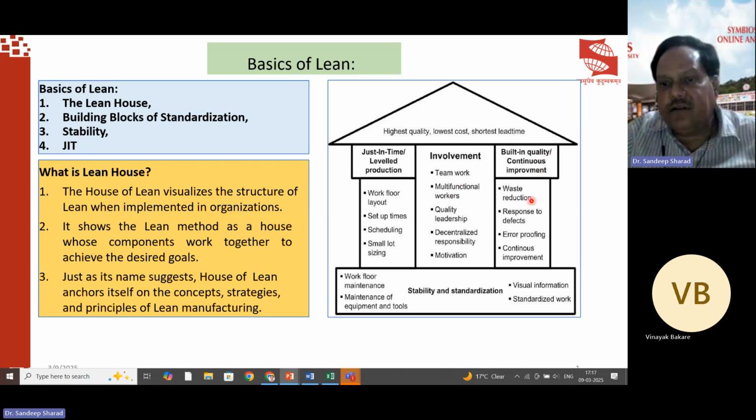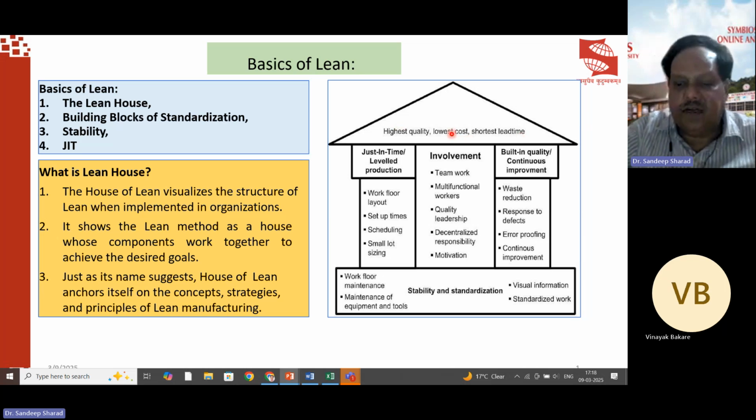Build-in quality and continuous improvement includes waste reduction, response to defects, and error proofing. If we consider these three pillars, then definitely it leads to the highest quality, lowest cost, and shortest lead time, which is the roof of the lean house.